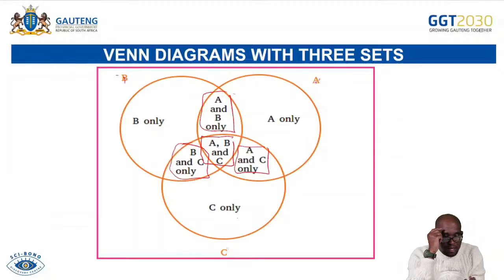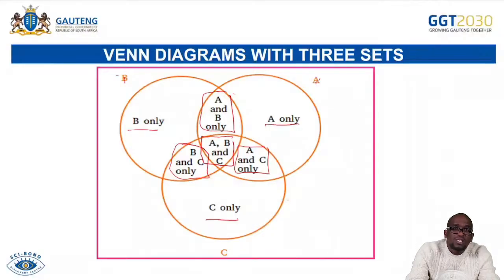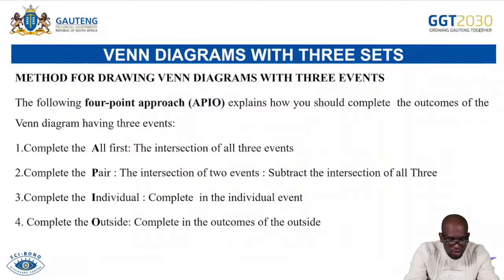And then from there, when we go outside, we're looking at B only, C only, and A only. And then here we are going to look at whatever is outside the events. We are going to look at the elements that are not within the given events. All right. Okay. Let's move on to the methodology.